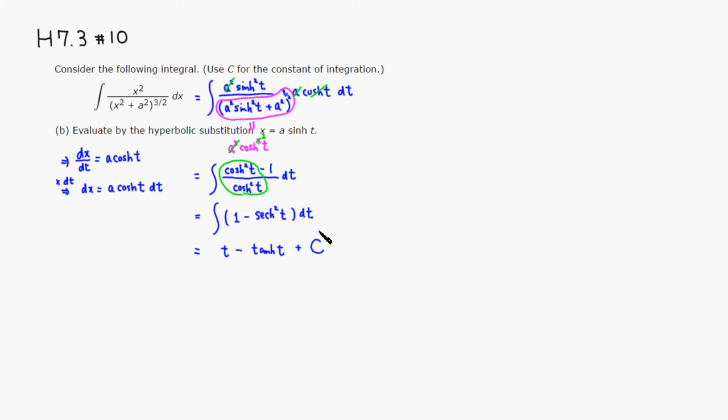In order to find that, the substitution is right here. We can divide through by a to get hyperbolic sine of t is equal to x over a. Then we can take the inverse hyperbolic sine to get t is equal to inverse hyperbolic sine of x over a. So we got that. So t is inverse hyperbolic sine of x over a.